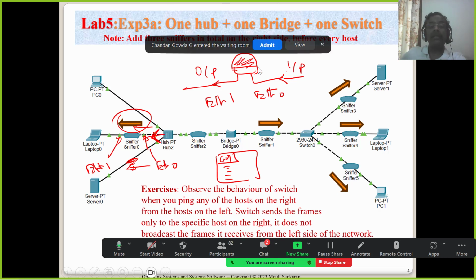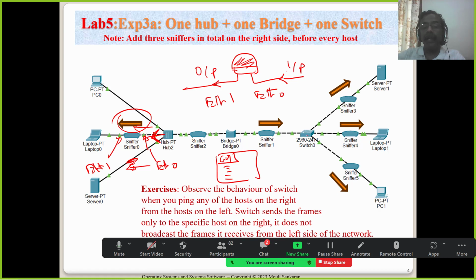Please remember, all these lines are duplex. Data flows in both directions, but sniffers are connected such that it only shows you these frames. What about the frames going from there? Is it blocked? No, they are sent, but they are not captured and shown to you. This is a limitation of their simulator. They could have added one GUI for left to right and another for right to left.